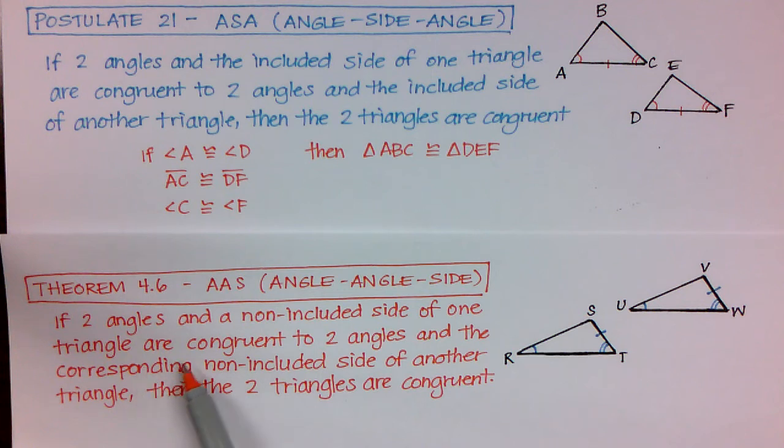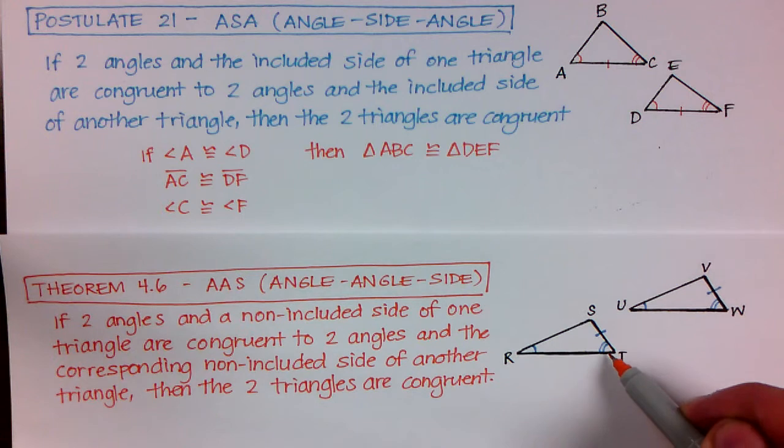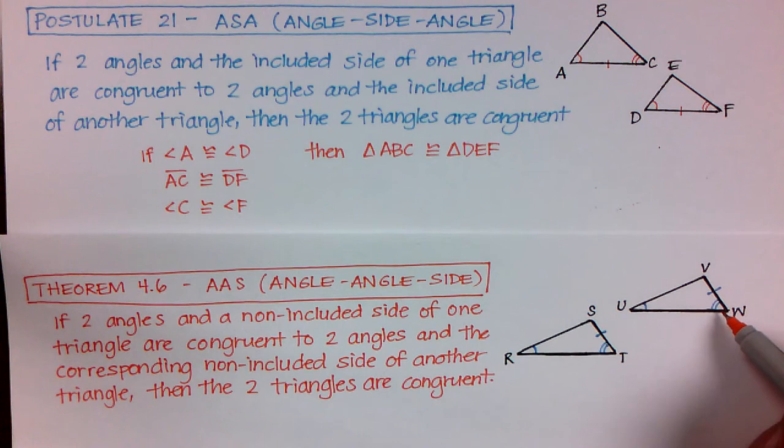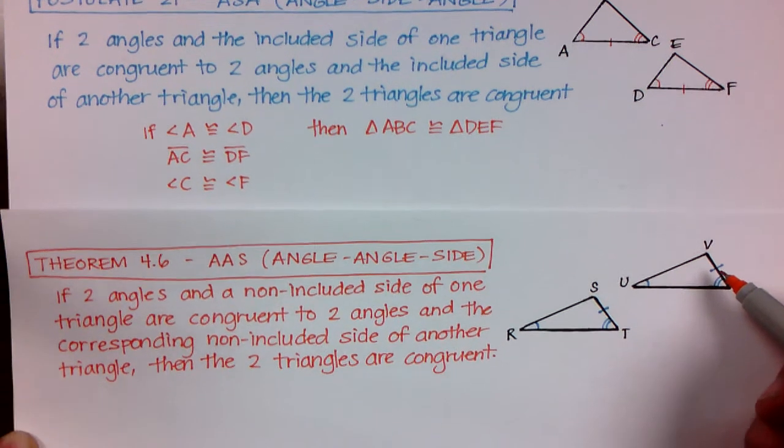If those in one triangle are congruent to two angles and the corresponding non-included side of another triangle, then the two triangles are congruent, which means, for instance, if this angle T is the one that is next to the side, then its corresponding angle must be matching that corresponding side, okay?